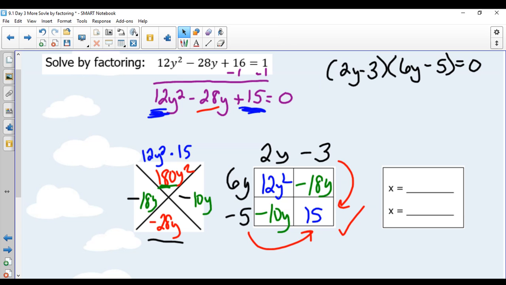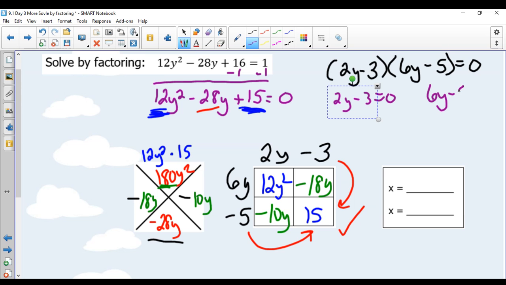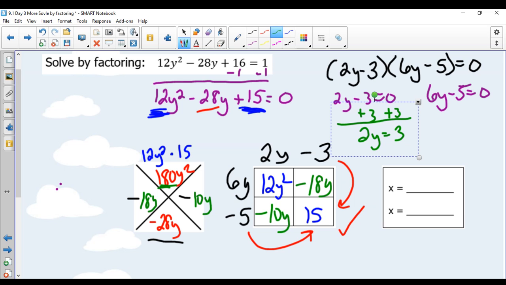So now our question is, if we factor it, can we solve it? So can I take 2y minus 3 and set it equal to 0, and 6y minus 5 and set it equal to 0? And we can, and we should, and then we solve. So the first one, if I was to solve this, I have 2y equals 3, and then I would divide by 2. So I get y equals 3/2.